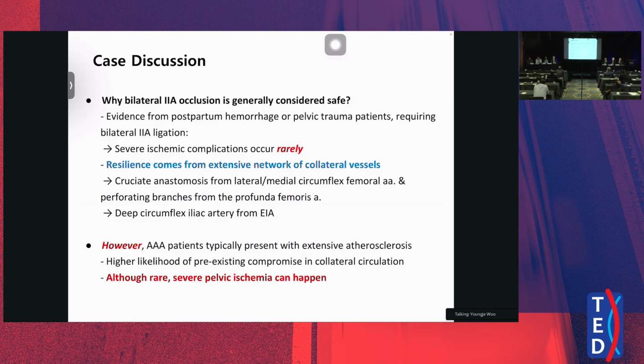In trauma or obstetric patients requiring bilateral internal iliac ligation, severe ischemia is rare due to a robust collateral network from the femoral and the external iliac arteries. However, AAA patients typically suffer from extensive atherosclerosis, heavily compromising these collateral pathways. So we must recognize that severe pelvic ischemia is a real and devastating possibility in this population.